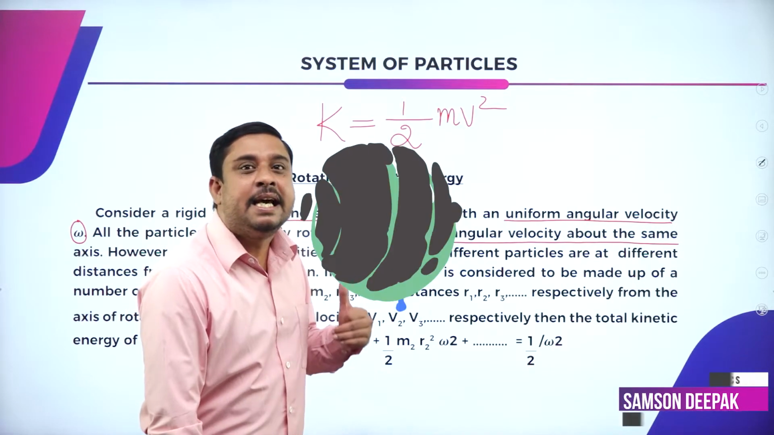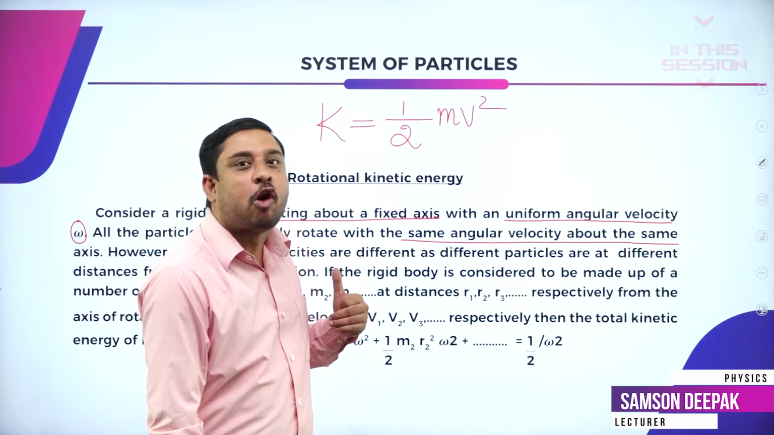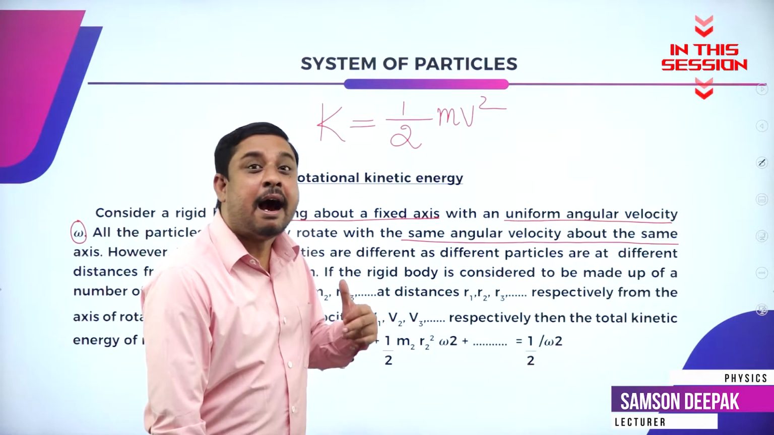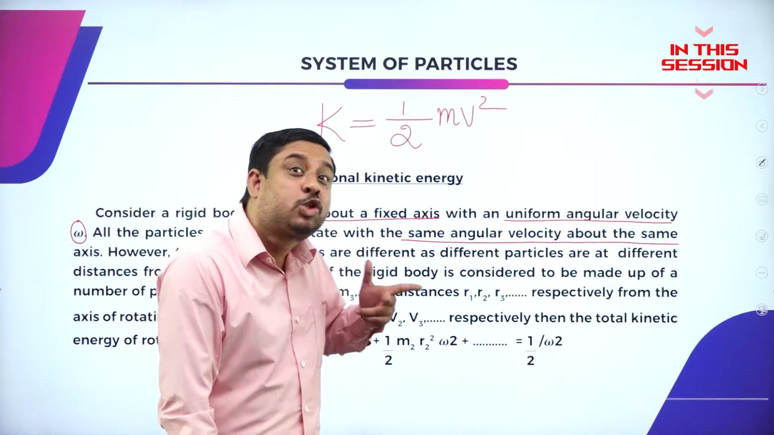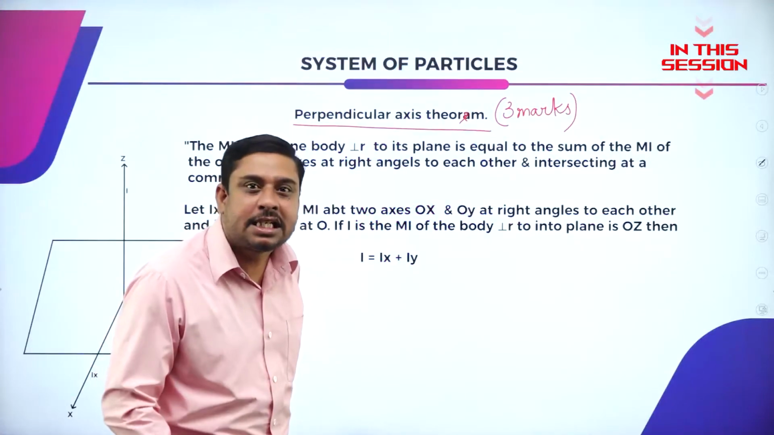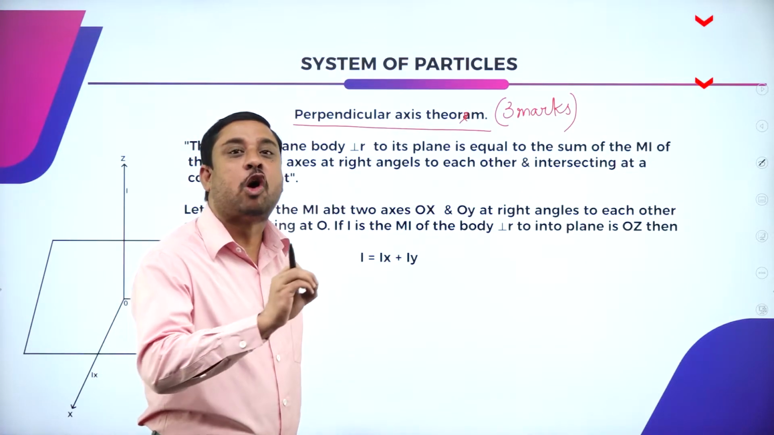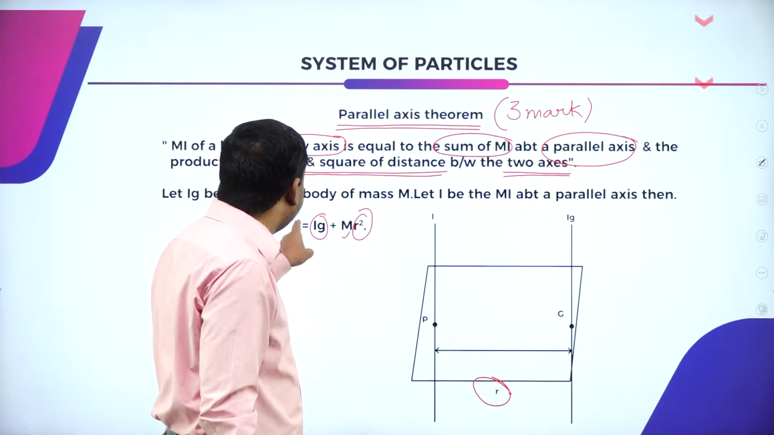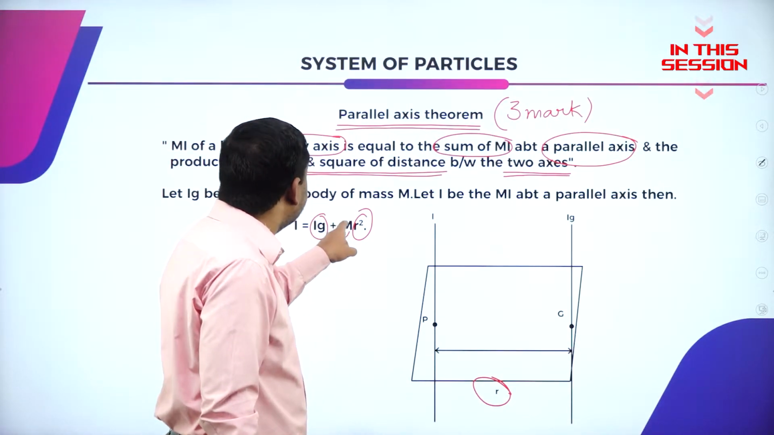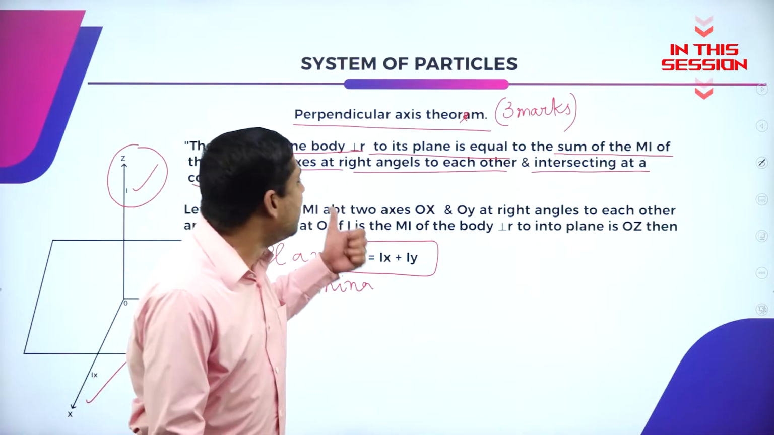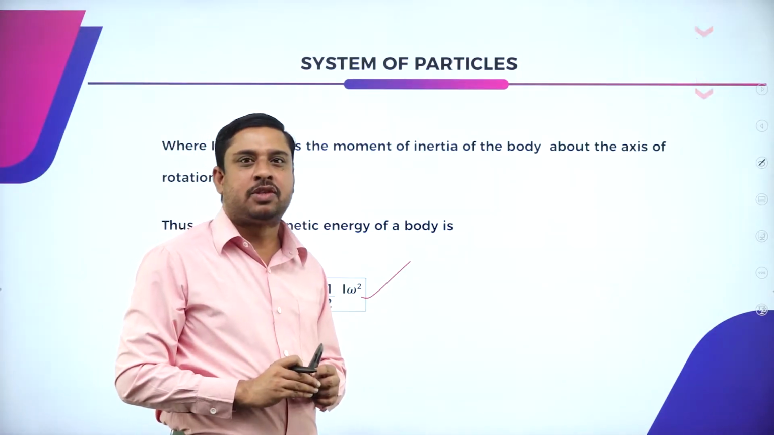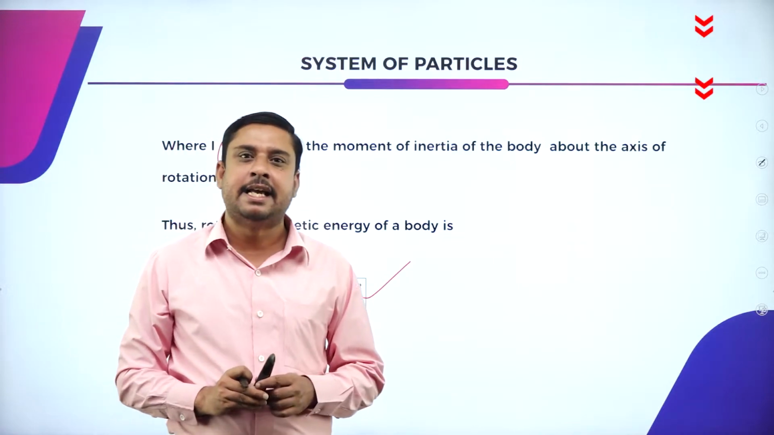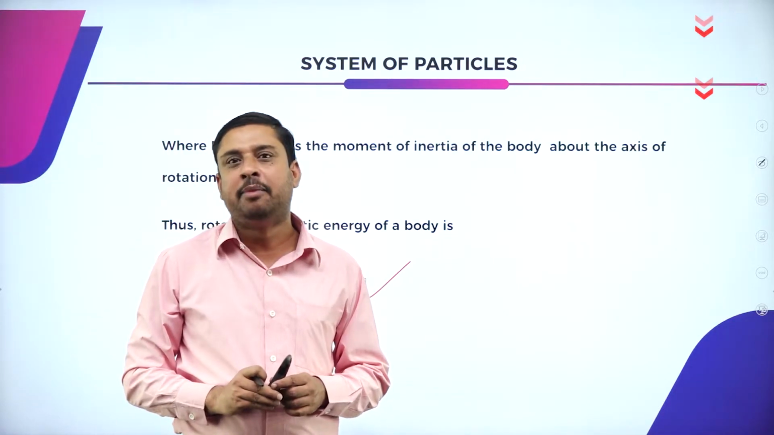The linear velocities of the particles are different with respect to each other, related to moment of inertia between the two axes. So I equals Ig plus mr square perpendicular to the plane, which is z-axis in this case. And this is the expression for the kinetic energy of the rotating body.